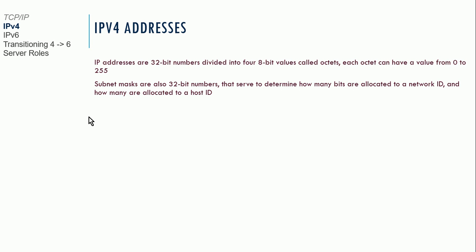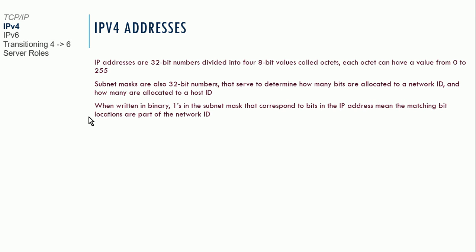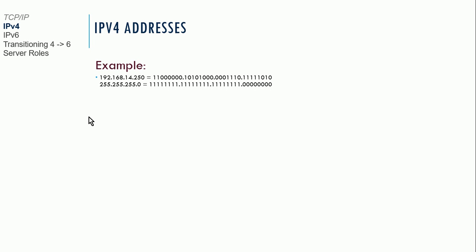So basically, subnet masks, which we're going to talk about in a little bit, are also 32-bit numbers that determine how many bits are allocated to a network ID and how many are allocated to a host ID. And I'll talk more about that in just a few minutes. When written in binary, the ones in the subnet mask correspond to the bits in the IP address, meaning that the matched bit locations are part of the network ID. And we'll see how this works.